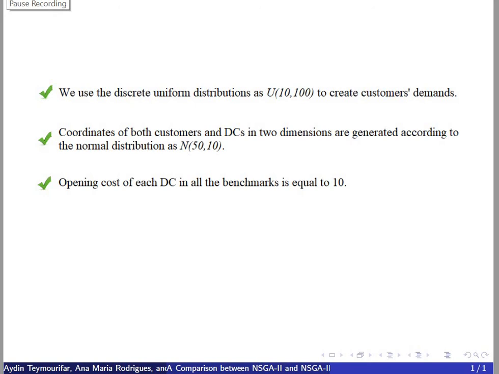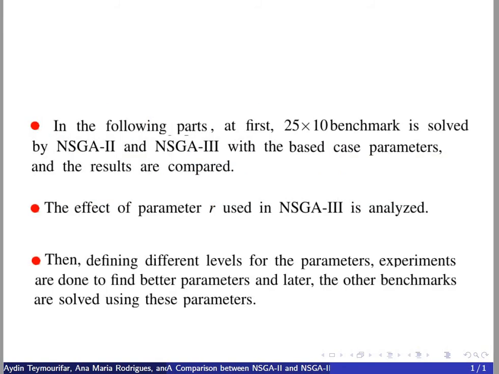We use the discrete uniform distribution to create customers' demands. Coordinates of customers and also DCs in 2 dimensions are generated according to the normal distribution, which is this distribution. Opening cost of each DC in all benchmarks is equal to 10. In the following part of this work, at first, the small benchmark is solved by NSGA-II and NSGA-III with base case parameters, and the results are compared.